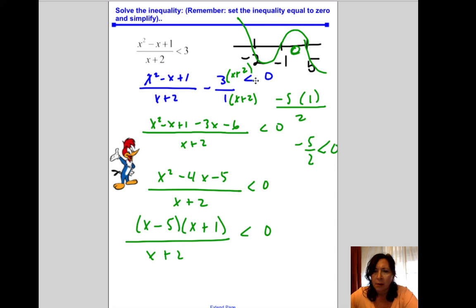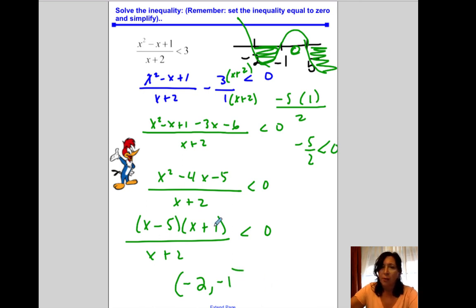So what now? So where is my graph less than 0? Here and here, okay? So where's the graph less than 0? So it's going to be parenthesis, -2 to -1. Oh, and it's just all parenthesis because there's no brackets involved. So this will be to -1 and also 5 to infinity, okay?